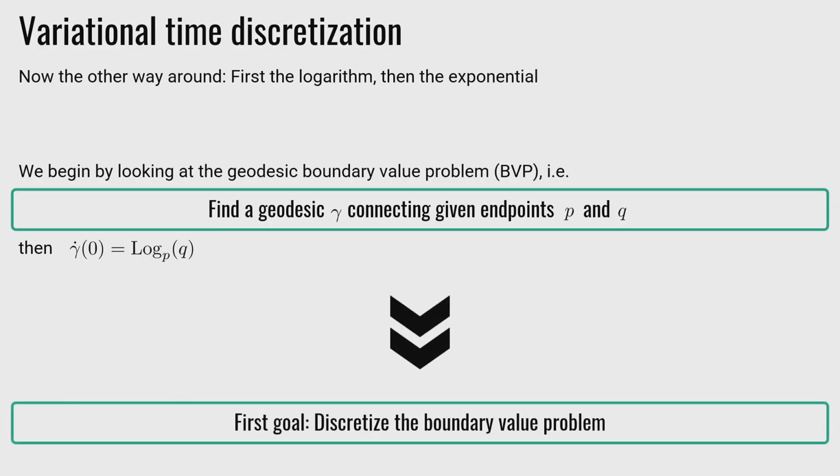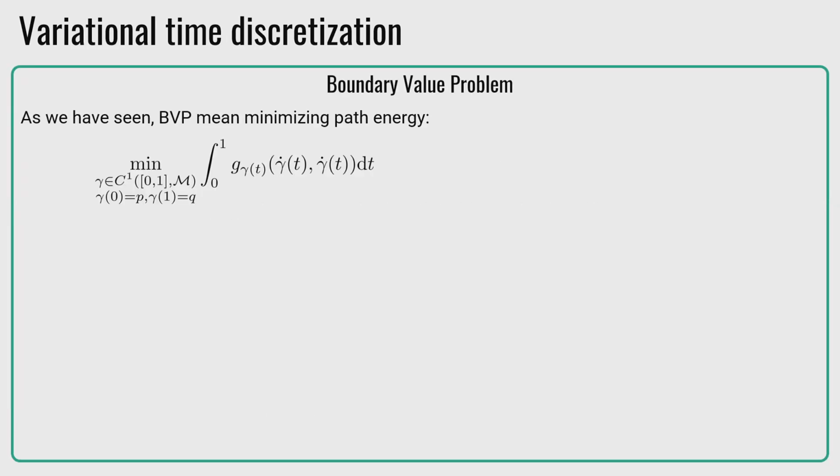And okay, so the first goal is to discretize this boundary value problem. How do we do this? This is now the key thing that we do here. Okay, remember, we go back. We know that computing this geodesic is minimizing this path energy. So you have all possible curves we could have on our manifold. At time 0, we had P. At time 1, we had Q.